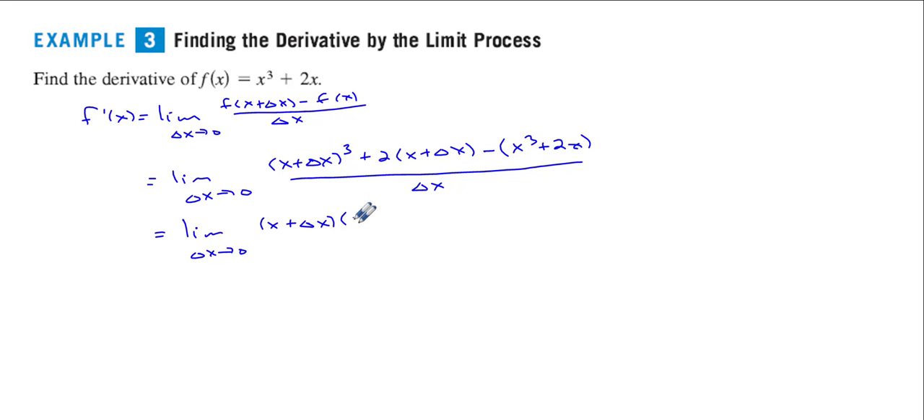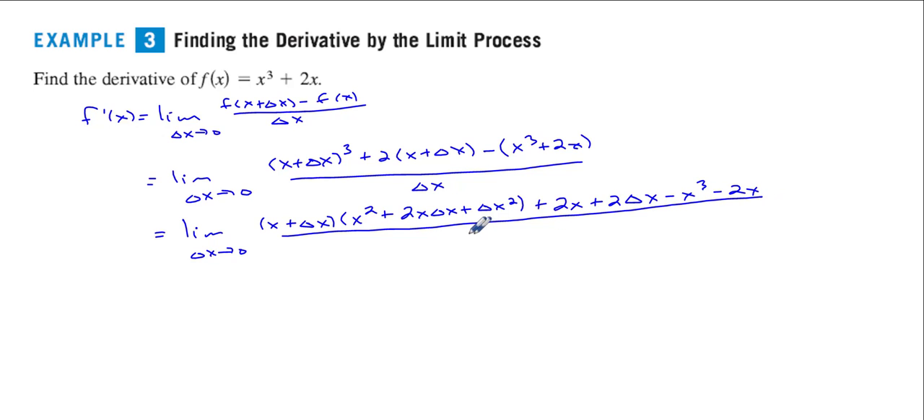So it'll be x squared plus 2x delta x plus delta x quantity squared. And then we can distribute here now if we want to. Plus 2x plus 2 delta x minus x cubed minus 2x all over delta x.